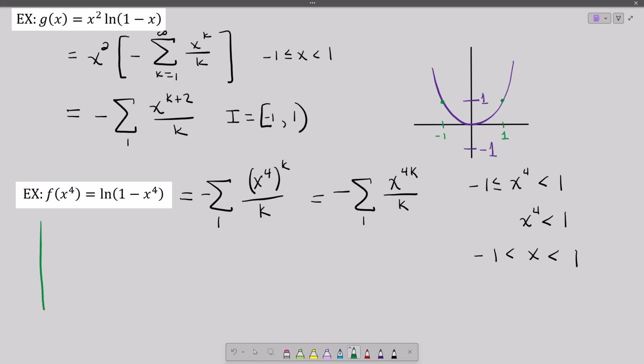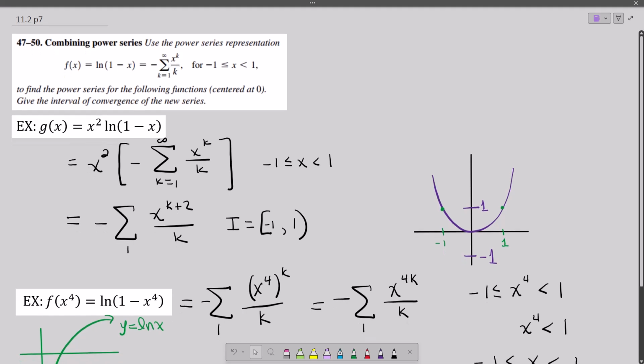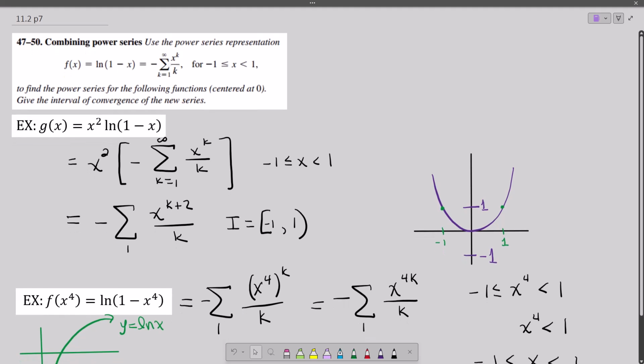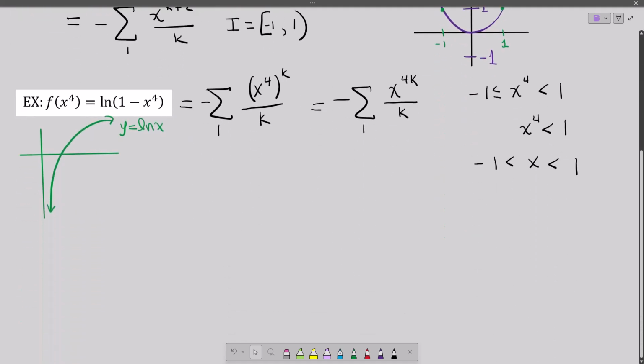Right? Natural log of 0, if you look at the graph of natural log, looks like that. Natural log of x is not defined at 0. Natural log of 1 is 0. But up here, when you plug in the -1, what do you end up with on the inside? 2. Natural log of 2 is defined. Yeah. So that's also another clue.